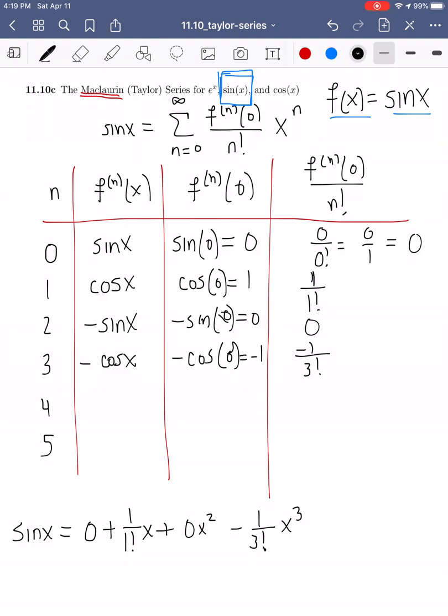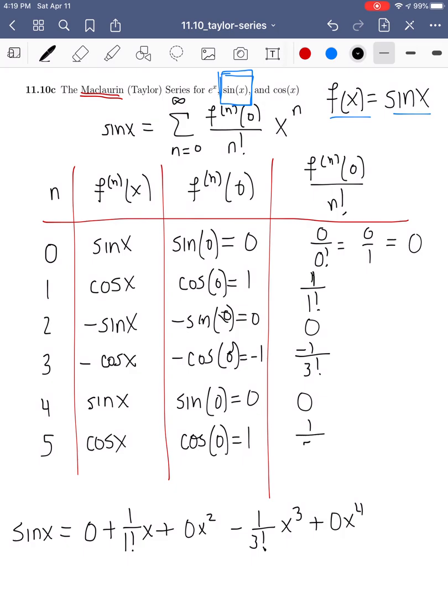All right, let's keep going. Taking a derivative of negative cosine gives us back a sine of x. Sine of x evaluated at 0, just as before, is equal to 0. So this coefficient is 0, and the next term in our series would be plus 0 times x to the 4th. Then taking a derivative of sine again gives us a cosine of x. Evaluating cosine at 0 gives us a 1. That next coefficient will be 1 over n factorial, where in this case n is equal to 5. So the next term in the series is plus 1 over 5 factorial times x to the 5th.